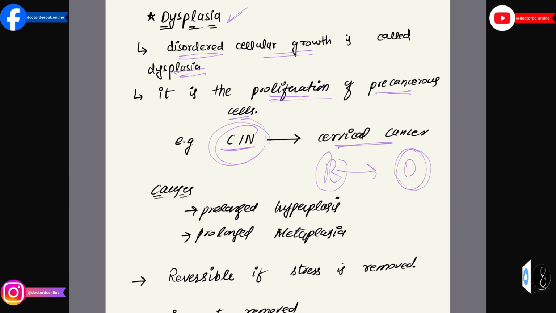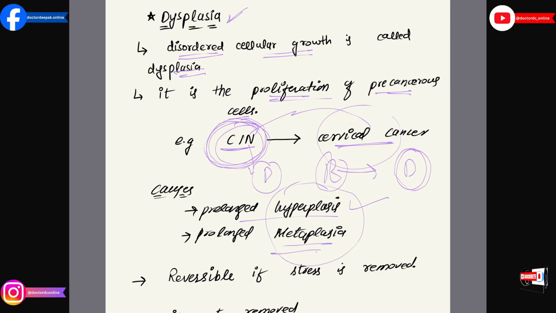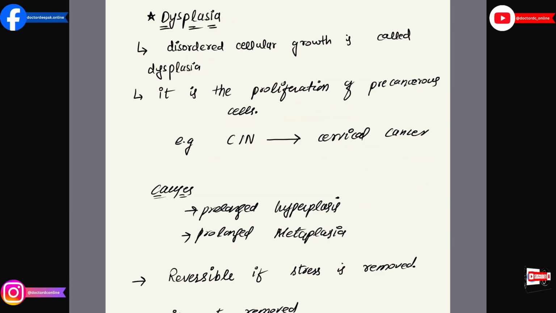So basically, CIN means cervical intraepithelial neoplasia. It is an example of dysplasia. But if you cannot treat this condition, it will become the cervical cancer. It will become the cancerous condition. So please keep in mind. And if they ask from you what are the causes of dysplasia, if a person has prolonged hyperplasia or prolonged metaplasia, these both conditions can cause dysplasia. Please keep in mind. Another important thing, dysplasia is always reversible.